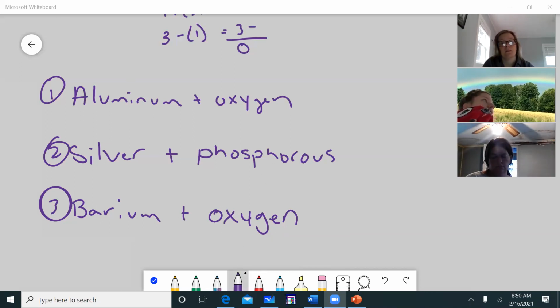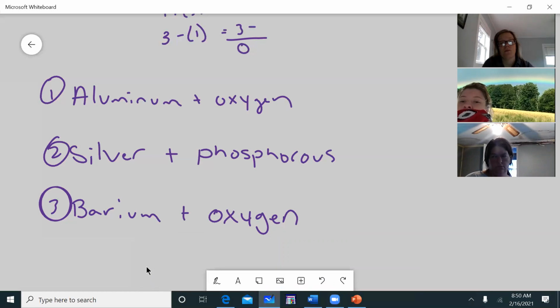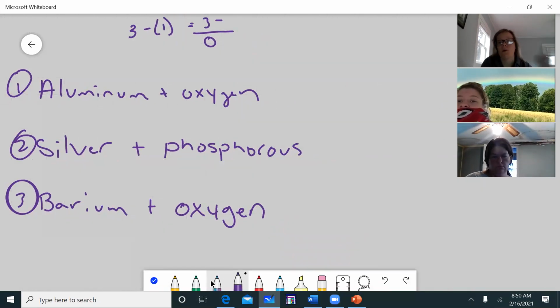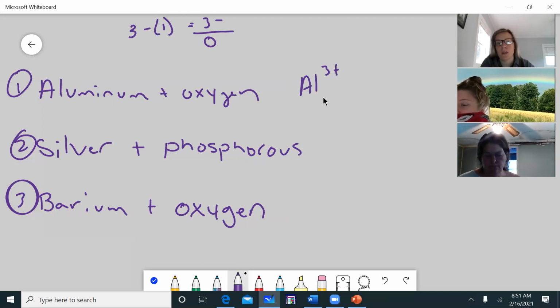Okay. So again, before you even try and do this, you always want to quick double check, is it a metal and a non-metal? Because if it's not, then this is a pointless exercise. So this is a metal, this is metal, this is metal, and these are all non-metal. So this flip-flopping will work. So write the symbol of the metal, that's aluminum, and then its charge. Aluminum always likes to form a 3+ charge.